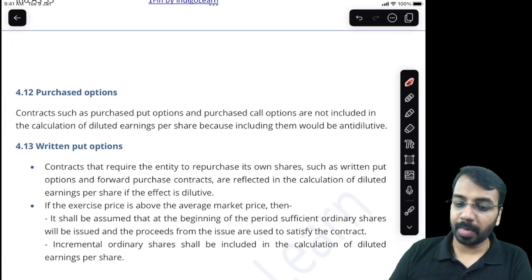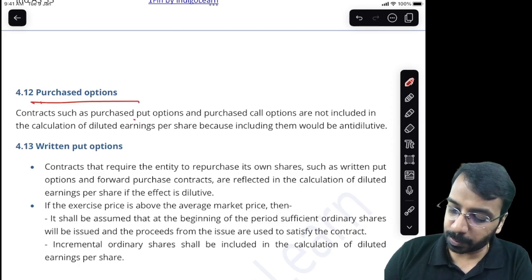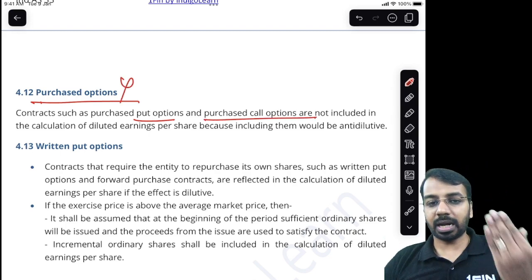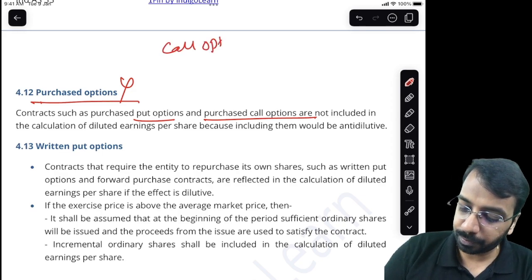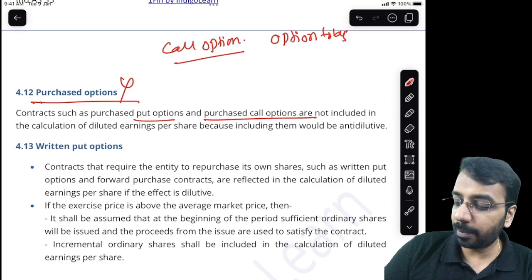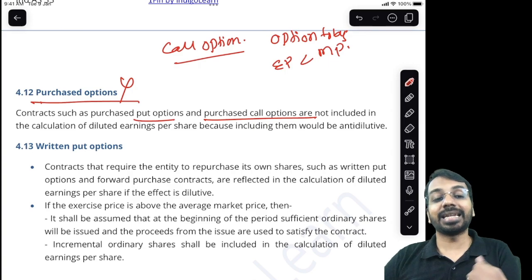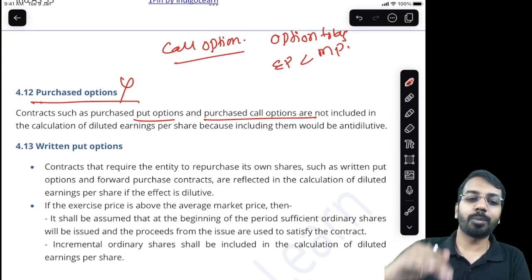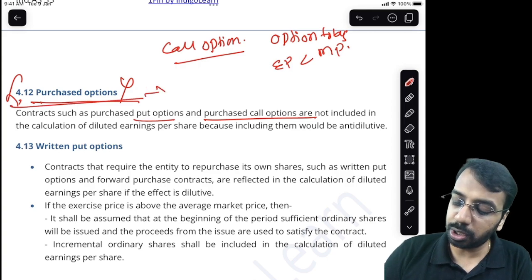Then if we have purchased options, meaning the company has purchased a put option or call option on its own shares, this will not be included. If I have purchased a call option, it is an option to buy. When will I buy? I will buy if my exercise price is less than the market price. So if I am buying back at a lower price, it is anti-dilutive; I am making a benefit. Same way with an option to sell: I will sell only at a higher price, and hence this will not be considered. So for purchased options, no treatment.